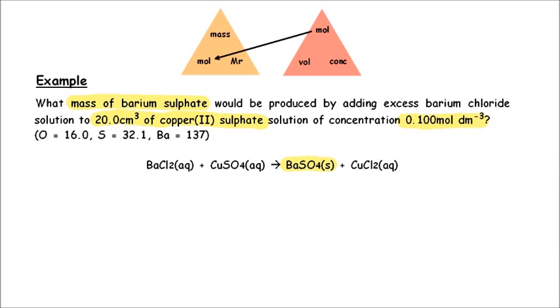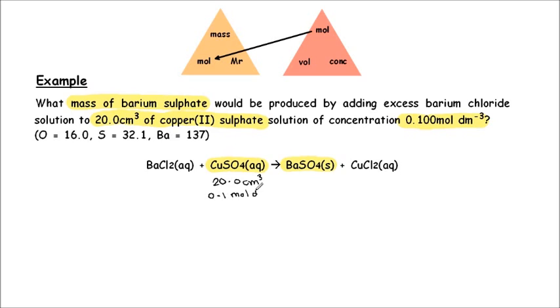What I'm going to do now is annotate my equation. And here's our copper sulfate as well. So these are the two things we're really interested in. We've got a volume of 20.0 centimeters cubed of this, and we also know its concentration, which is 0.1 moles per decimeter cubed.